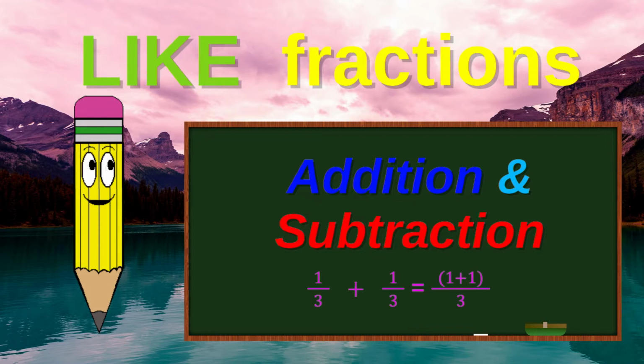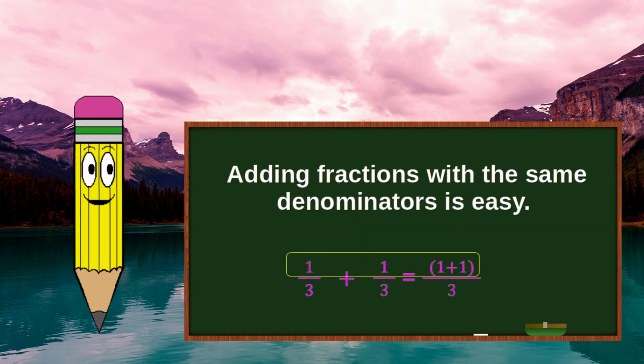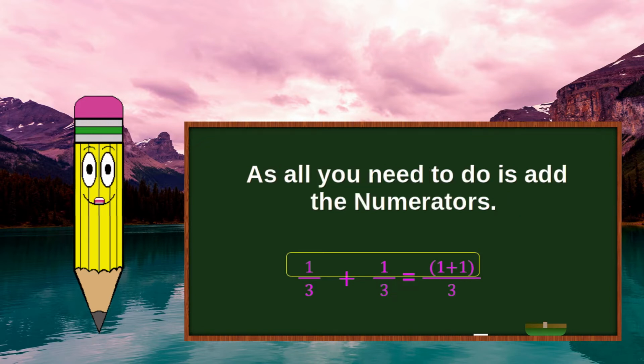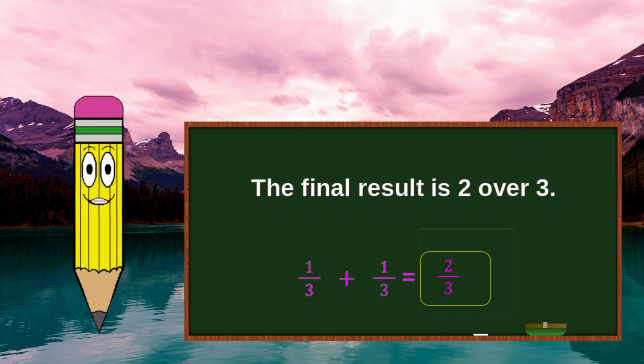Like fractions. Today we will learn how to add and subtract like fractions. Like fractions have the same denominators. Adding fractions with the same denominators is easy, as all you need to do is add the numerators. Since the denominators are the same, the denominator of the answer stays the same. The final result is 2 over 3.